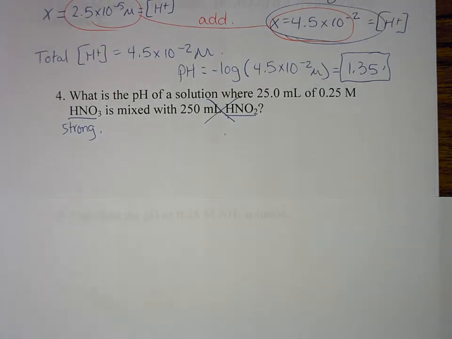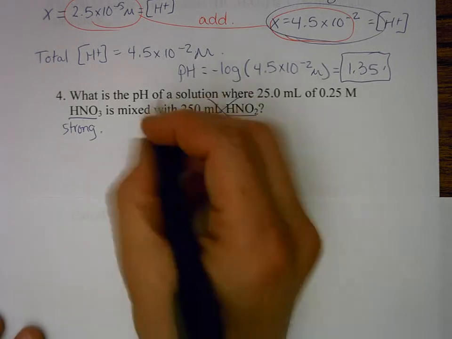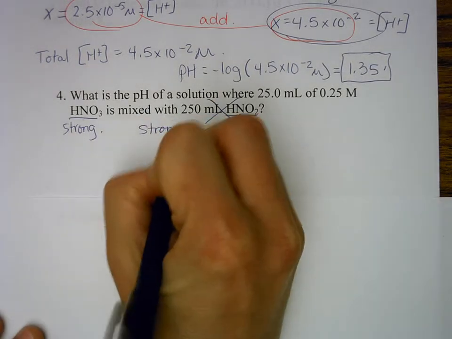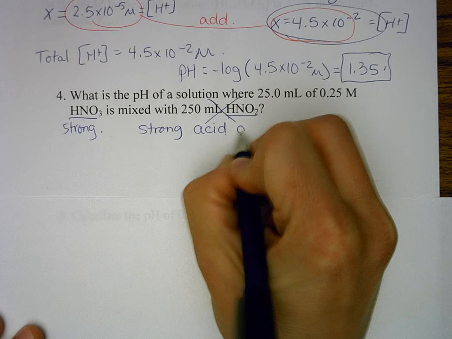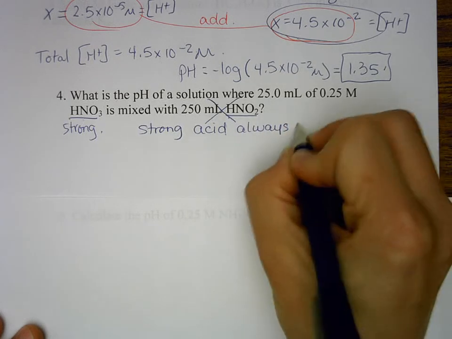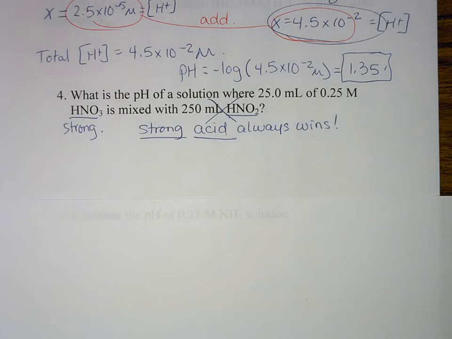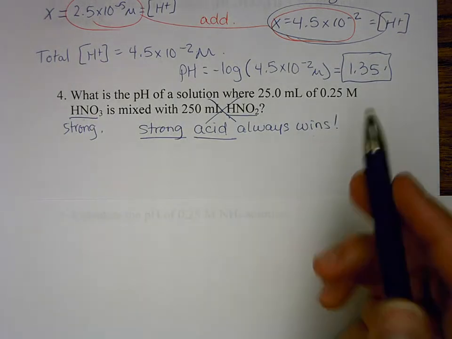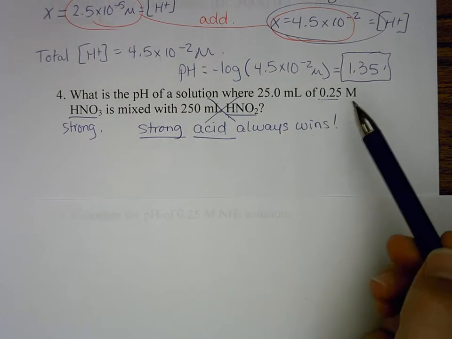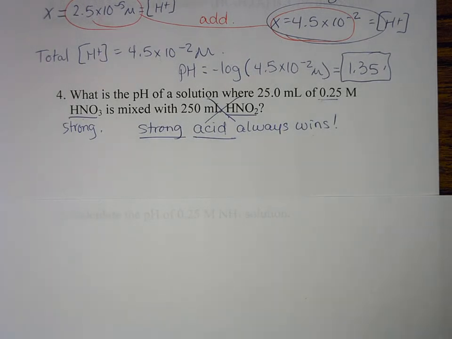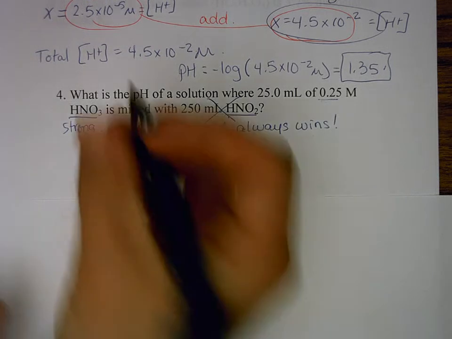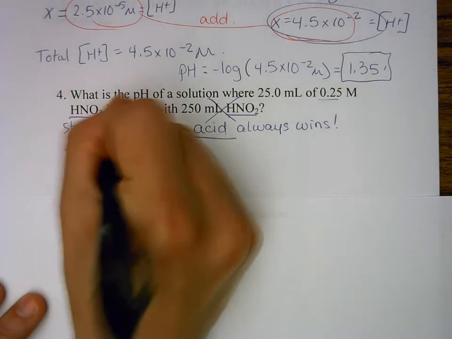But here, what you should know is that whenever you have a combination of a weak acid and a strong acid, the strong acid always wins. And so that's what you use when you're doing your calculation. Now, the only thing about this is you can't just take your concentration and negative log it. Since you have two things being combined together, you have to figure out what the new concentration is with the total volume.